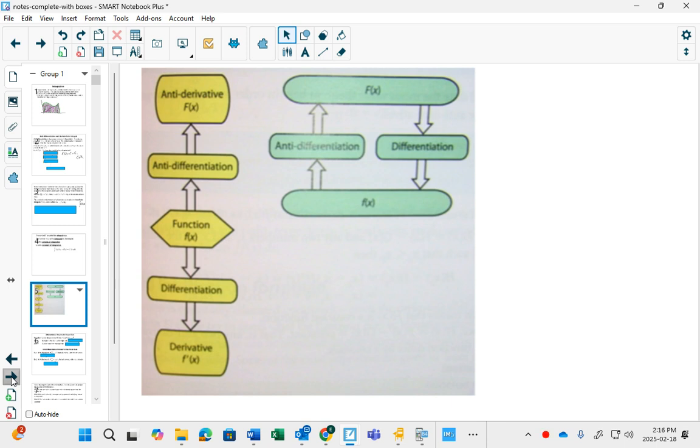So you have your function, you could do the derivative to go one direction, you do the antiderivative to go back. Or you could say a function in the middle: if I go backwards, I get the antiderivative, forwards, I get the derivative. Just the idea of the process that you're going through.